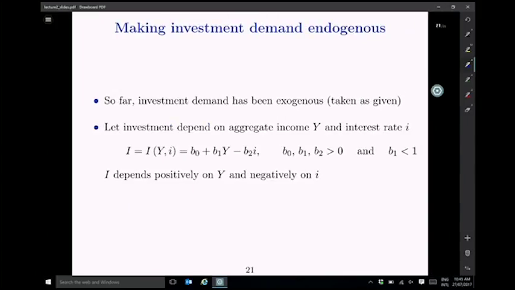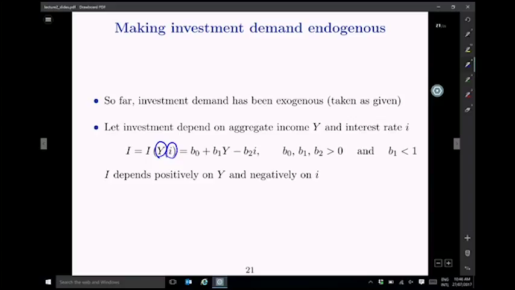Now, next, let's move closer to the IS curve. So far, investment has been exogenous. We want to make it endogenous to derive the IS curve. What we assume is that investment is a function of aggregate income, Y, and the interest rate.